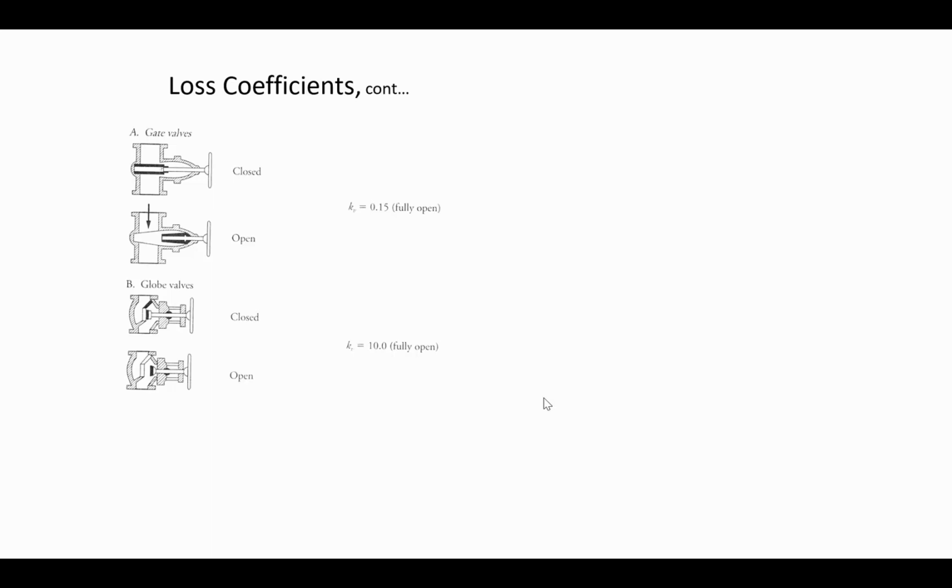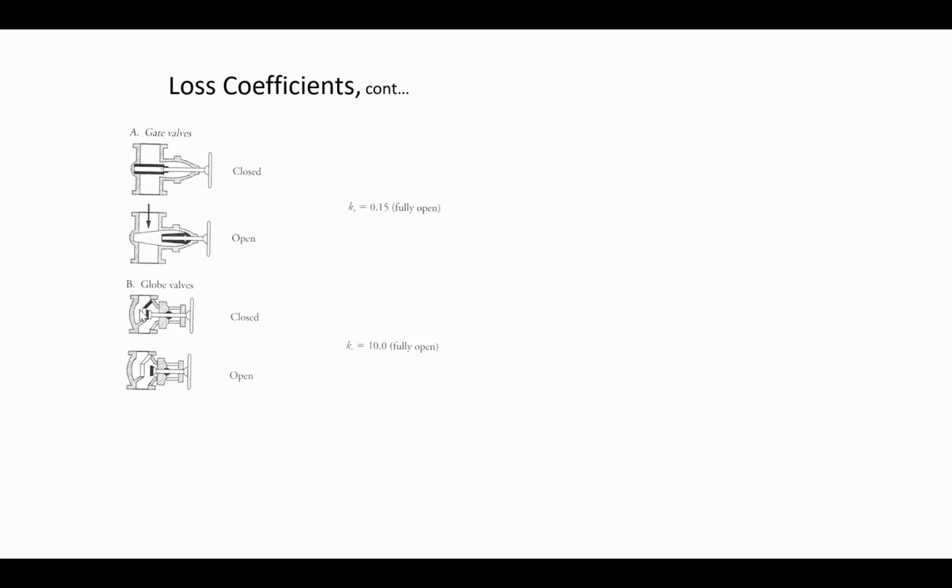Now, why do the K values vary so widely for different types of valves? A gate valve has a particularly low K value because the gate valve doesn't cause much disturbance to the flow when the gate is all the way open. The piece of metal that would be opposing the flow when the valve is closed pulls up and out of the way, so essentially it's an uninterrupted section of pipe and the flow isn't changing direction as it goes through it.